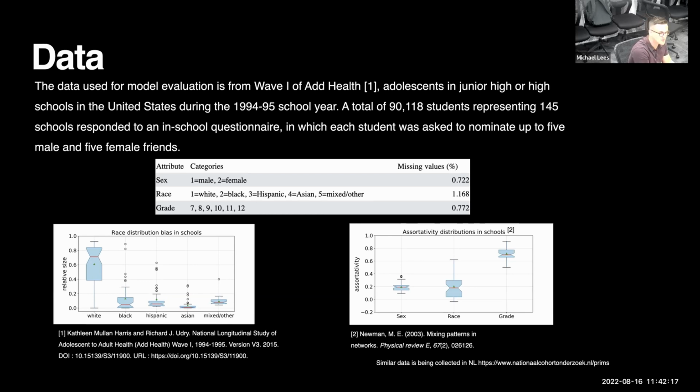But in this study, they went to the school and asked the children to name 5 male and female friends. So who are your closest 5 female and male friends? And there was data about those people. So the sex, are they male or female? What race are they? And this is American, so it's white, black, Hispanic, Asian, and then 5, which is mixed or other. So that could be all sorts of things. And then what grade were they in? So what level were they in?